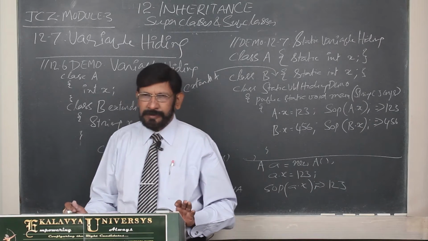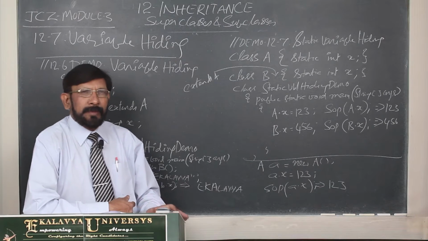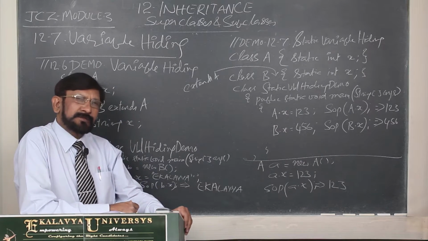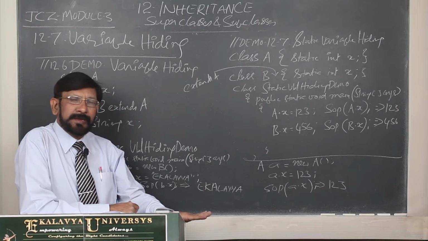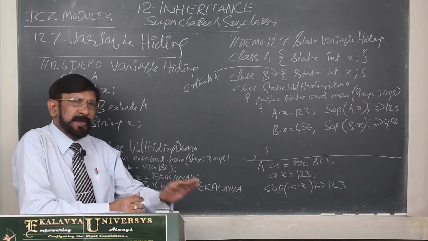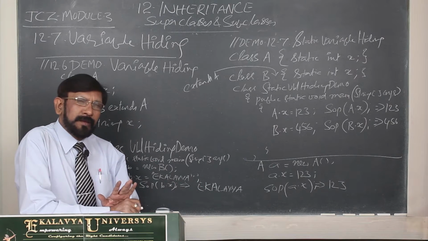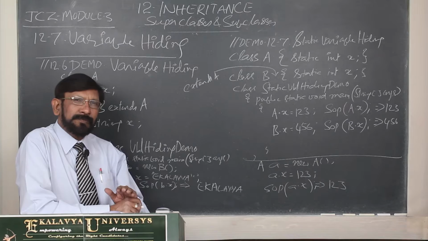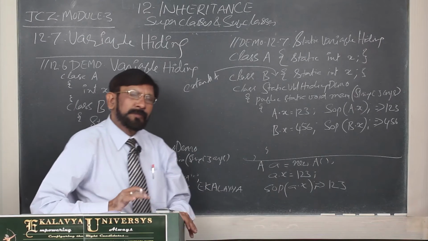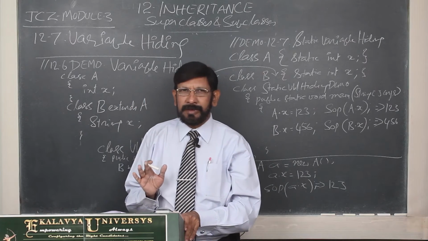So, by this what you can understand is, in case the superclass and subclass are using the same names for their variables, for the same type or different type, the subclass variable hides the superclass variable. There will be no conflict among them.